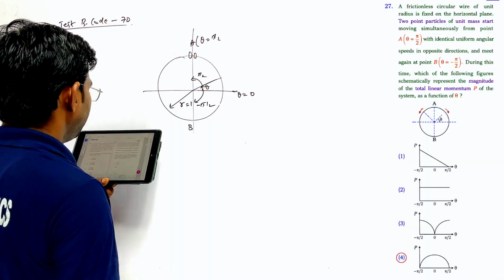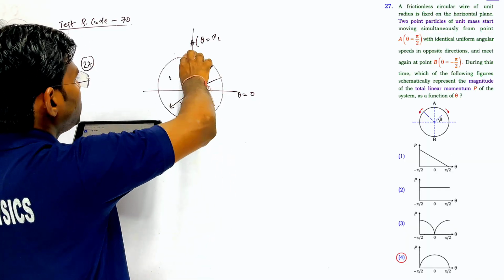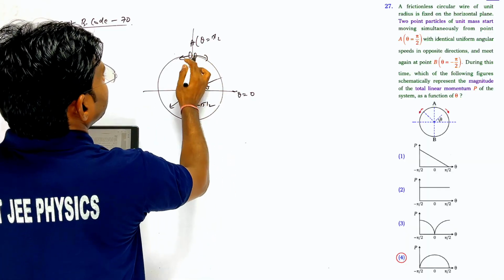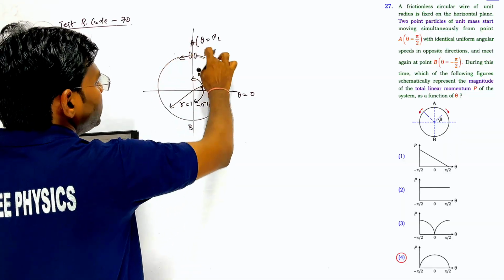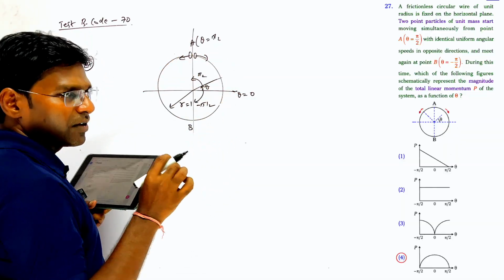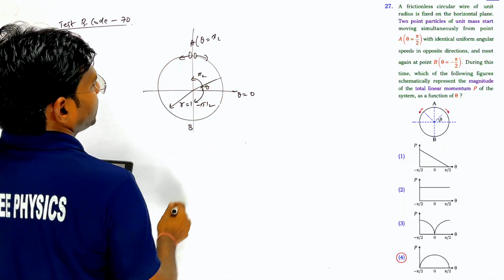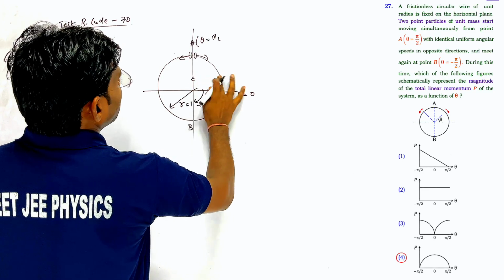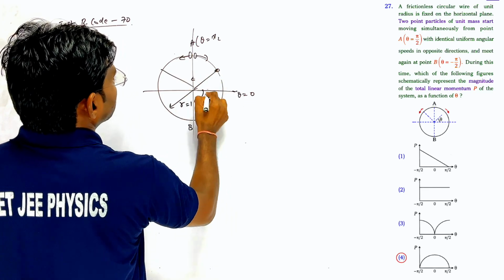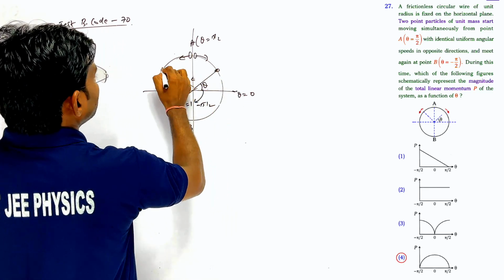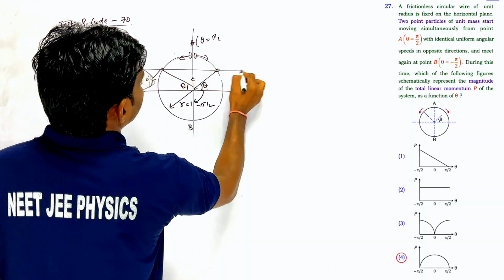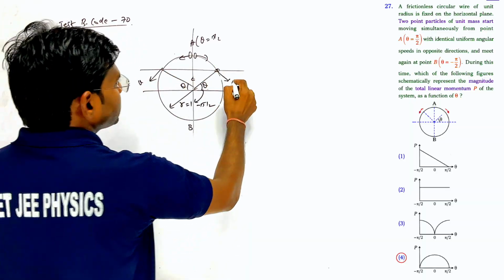So what they are saying is that in two opposite directions they start simultaneously, they are moving, and they meet at B simultaneously, therefore they are moving with constant speed. Suppose at some time they reach this point, and this is theta and theta. Their speed is v, both have the same speed.